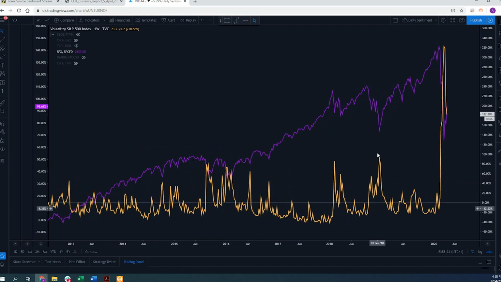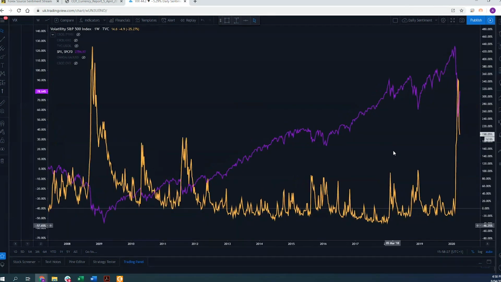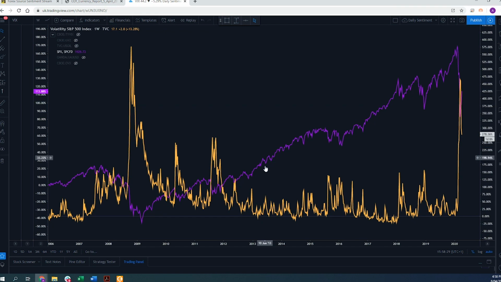Even though it only tracks the S&P, it is normally a good gauge, as we said, for the overall equity market. Just looking at the correlation between those two, there's normally a strong inverse correlation between volatility as well as its asset class. So whenever we see a spike to the upside in volatility, we normally see a move to the downside in the corresponding asset.